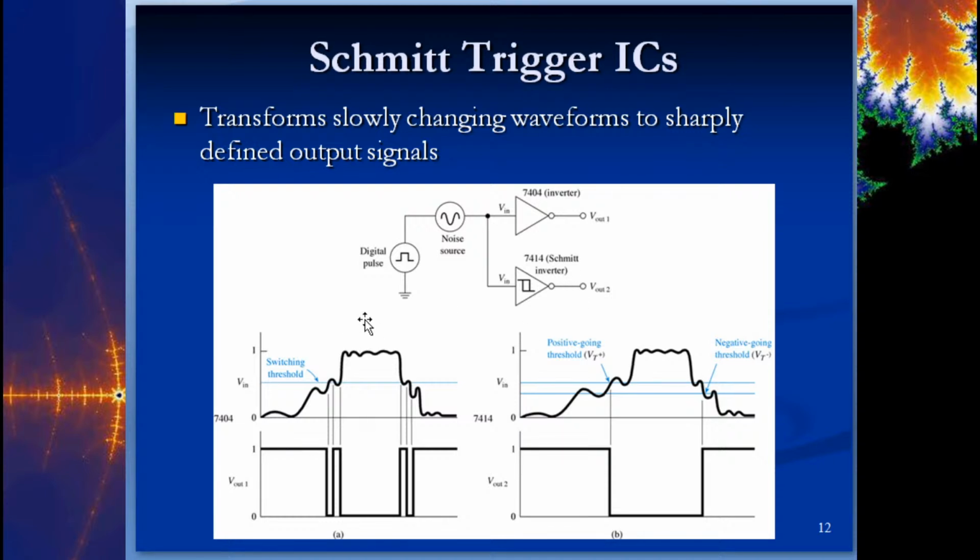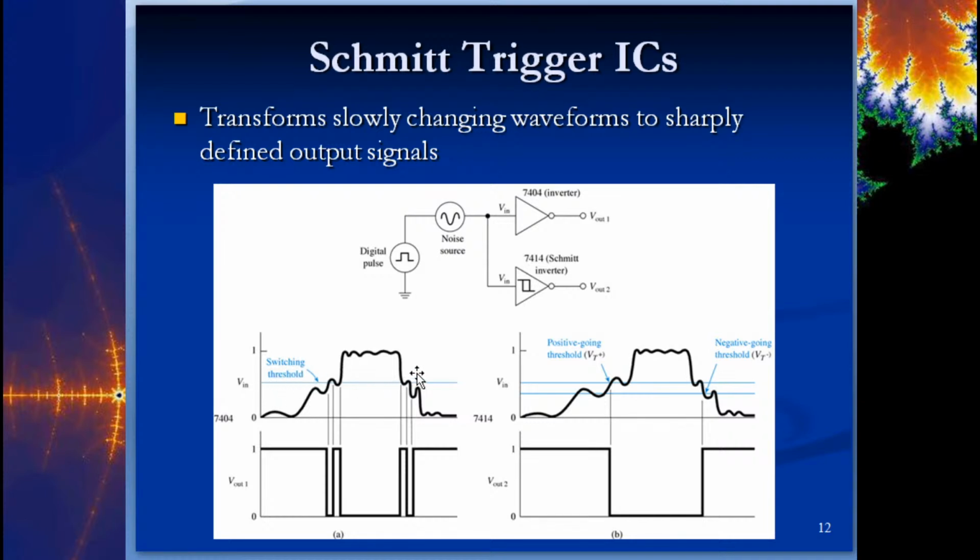So you can see here in this diagram, this is the same source, a digital pulse, and then they throw some noise on there just to see how each chip deals with it. The 7404 performs like this. It's got a single switching threshold where it determines whether the input is a high or a low, and obviously when it crosses that threshold, it inverts the output to the opposite.